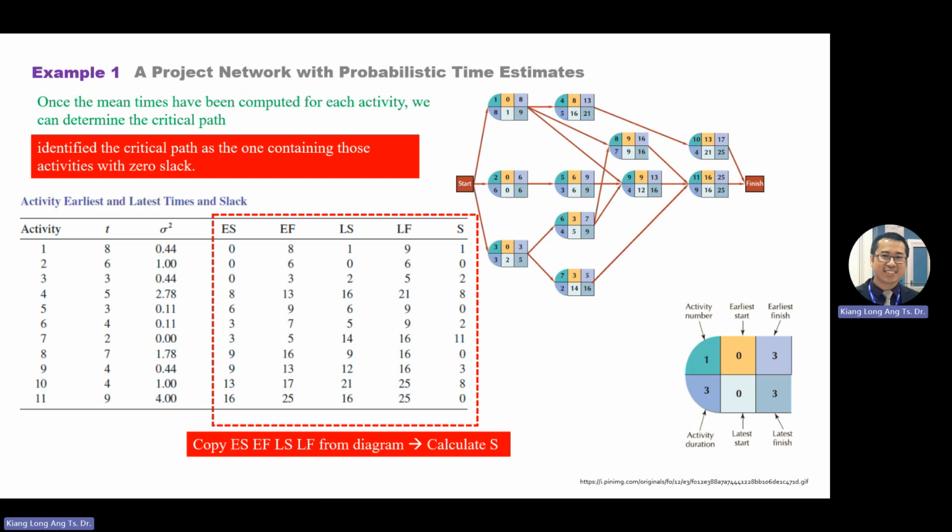This one you copy from your network, all this ES, EF, LS, LF, you copy the numbers into this table. Then you calculate the slack time. For slack time, there are two calculations: either you calculate the middle part or the one on the right. So from the table here, activity number 2 gives you 0, activity number 5 gives you 0, number 8 gives you 0, number 11 gives you 0. So your answer will be from the table. Slack time of 0 is the critical path member. So the critical path is 2-5-8-11. This is how you answer the question.